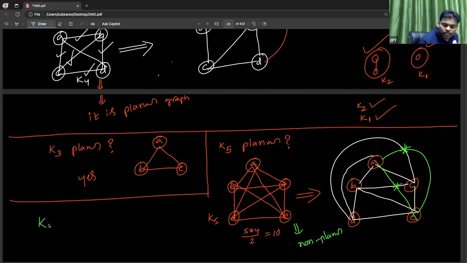Kn, where n is greater than or equal to 5, is non-planar. K5 itself is non-planar. If you go to 6, can you see how many edges? K6 contains 6 into 5, 30 by 2, 15 edges. Covering 15 becomes very difficult; many edge crossings may be there. So remember this note: Kn where n is greater than or equal to 5 is non-planar.